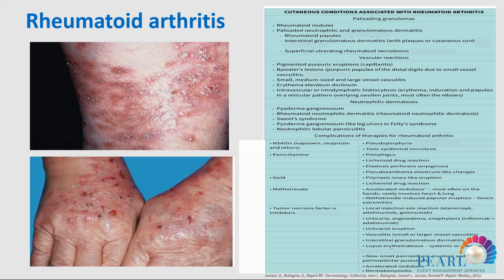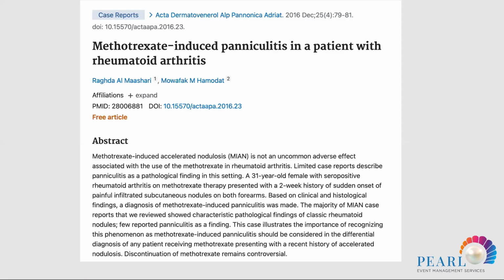Of course, those patients are in treatment. So sometimes the treatment also may cause cutaneous manifestations. Pseudoporphyria is mainly caused by different medications, but amongst them are NSAIDs. Another thing that I would like to highlight is methotrexate, which can also cause accelerated nodulosis. In some cases, it could actually be missed. And we've actually published that in 2016 with regards to methotrexate-induced panniculitis in a patient with rheumatoid arthritis. Yes, it is uncommon. However, we need to keep that in mind.